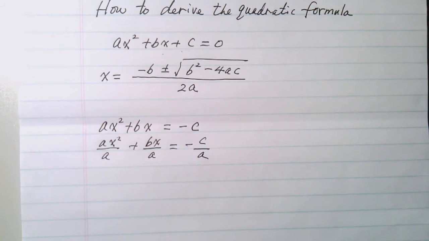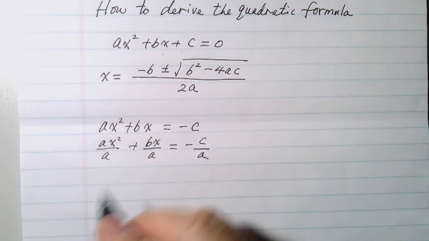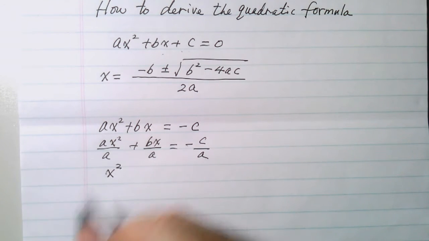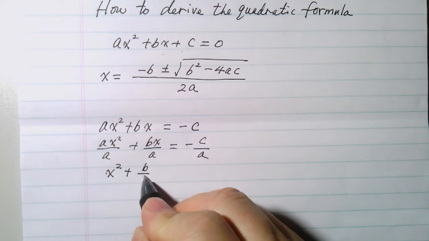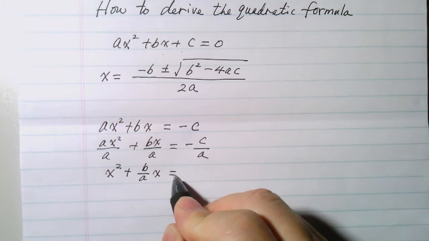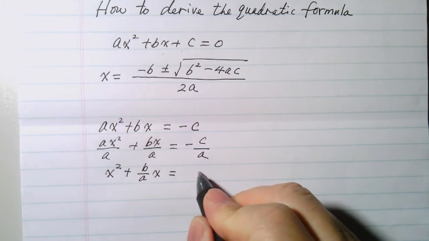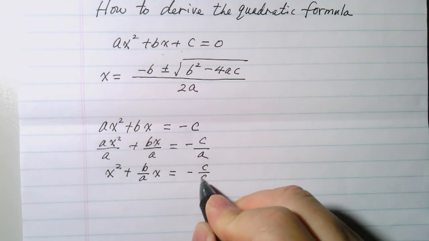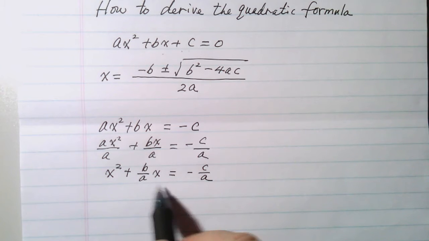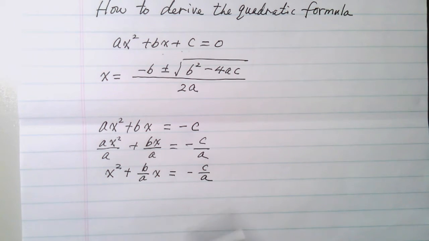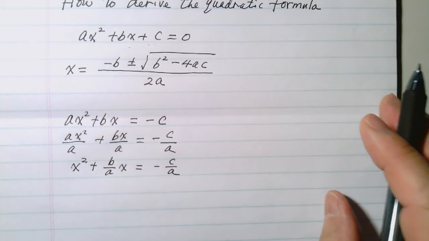Now reduce the a. The first term becomes x squared, the second term becomes b over a x, and the third term is minus c divided by a. So now we are ready to complete the square. Let's see how we complete the square.